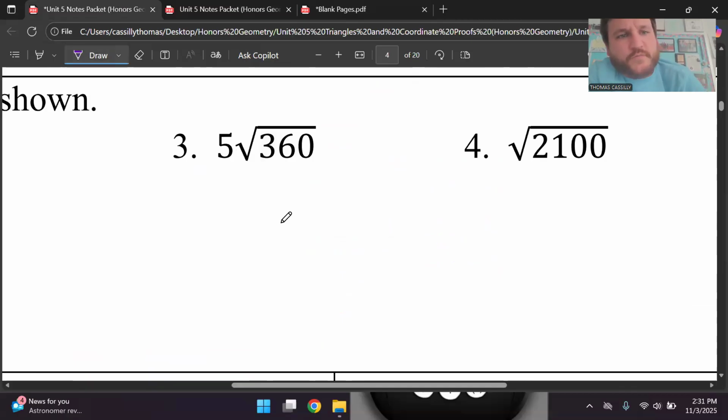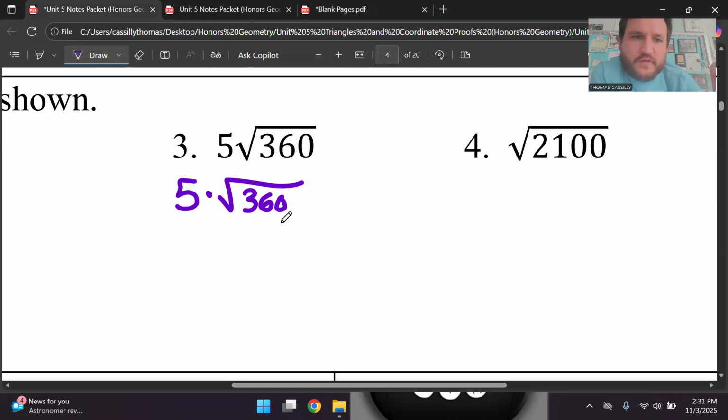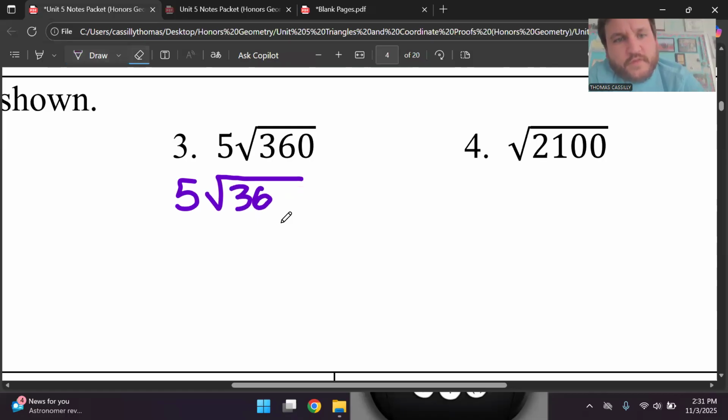All right, this one. Notice that there's already a 5 on the outside. So this is 5 times the square root of 360. Anytime there's a number just on the outside, you could put a dot or a multiply symbol there. That just means it's times 5 times the square root of 360. So let's go ahead and break this up and do some factor pairs. I know 360 is just 36 times 10.